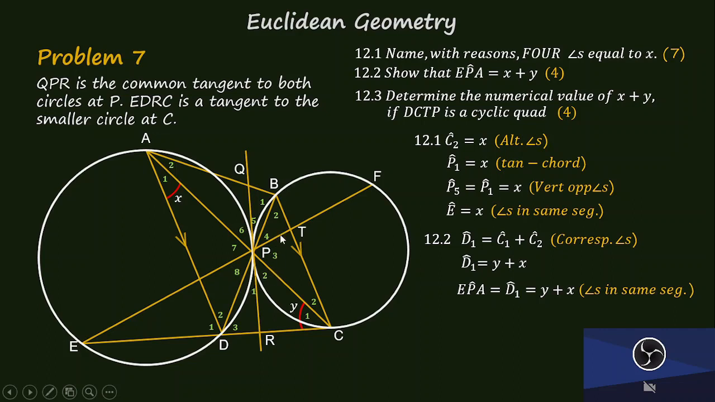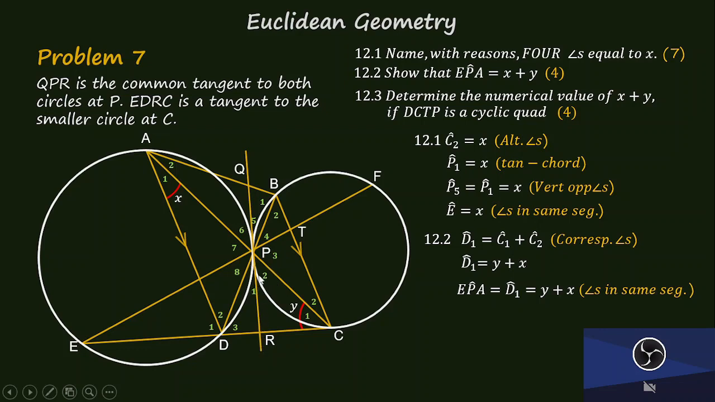The only thing that we don't have is P2. Right? We have P1 is x. We have P3. We can find P3 because we know P3 is equal to P7. These are vertically opposite angles. We have P7, so we also have that. Now look at P2.